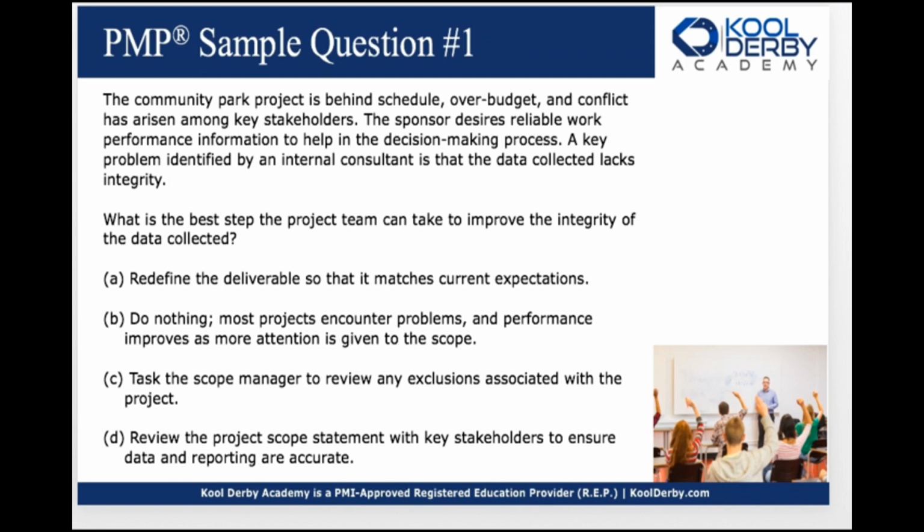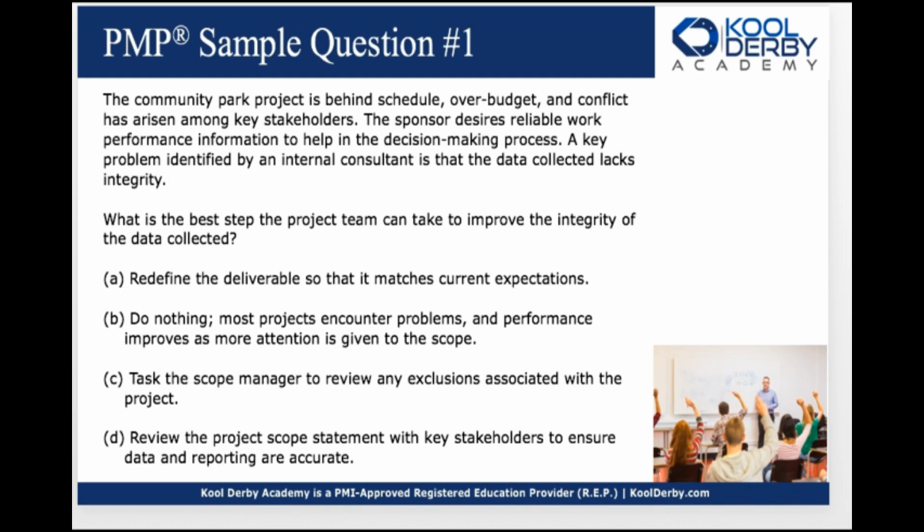All right, what about D? Review the project scope statement with key stakeholders to ensure data and reporting are accurate. Well, that is the problem. The problem here is that the key stakeholders are not happy, in this case the sponsor, and they want more reliable work information, right? Work performance information. So review the project scope statement with the key stakeholder, who is the sponsor, and this is going to improve the chances of reporting being accurate, and so the key stakeholders are going to get the information that they desire. Now, are we making some assumptions? Yes, but we're looking for the best answer, and I hope that makes sense.